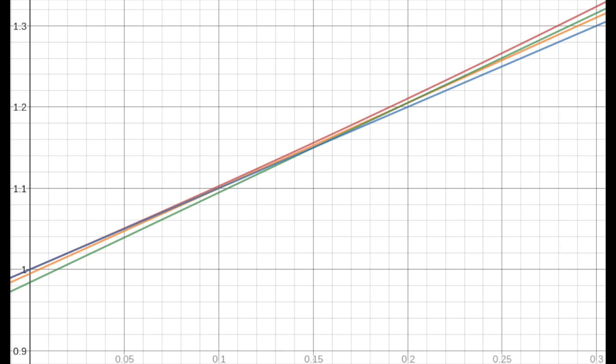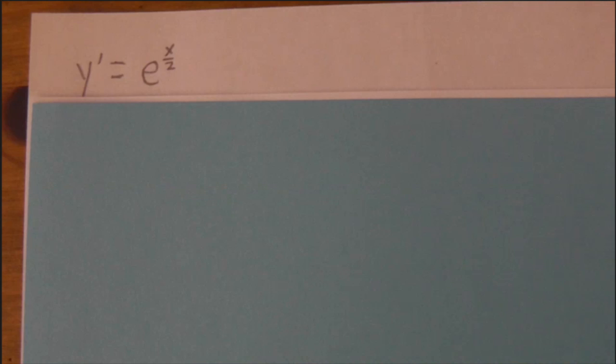Now that we understand this concept, let's try to solve this problem without using graphs. We'll start by estimating the y value for x equals 0.1, or y of 0.1, which is the first step of this problem.